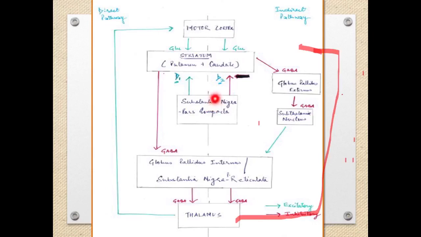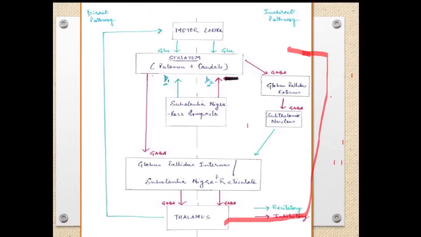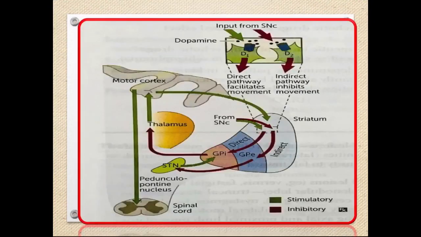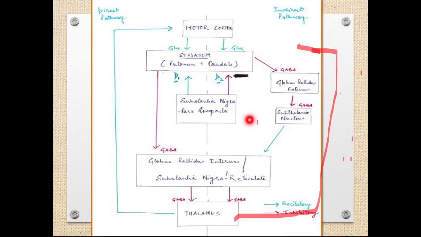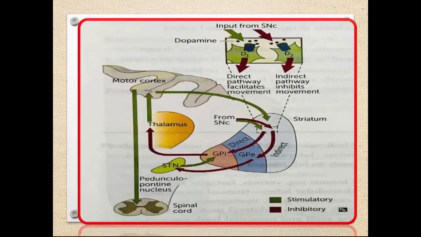And this diagram is the same diagram. This is the diagram from Guyton that I have taken, and this one I have drawn myself to simplify it. This is the same diagram, nothing else. See, look over here. The cortex goes to the striatum. If you focus on this inner pathway only, this is the direct pathway. From the cortex it goes to the striatum. From the striatum it goes directly to the globus pallidus internus.